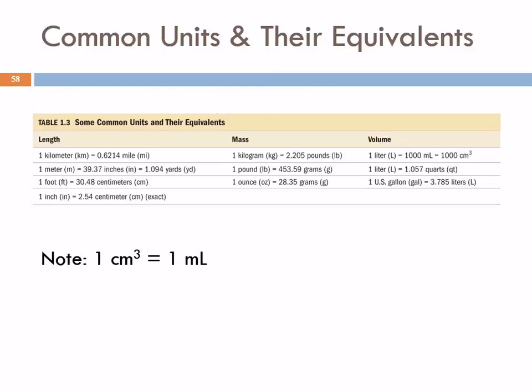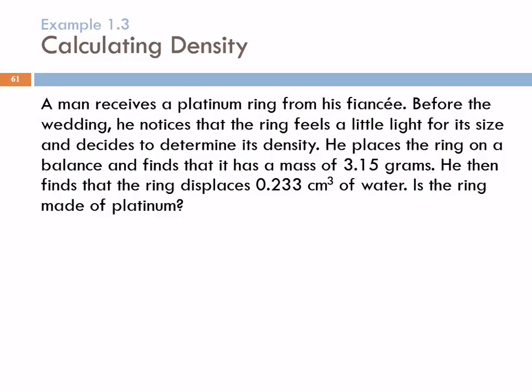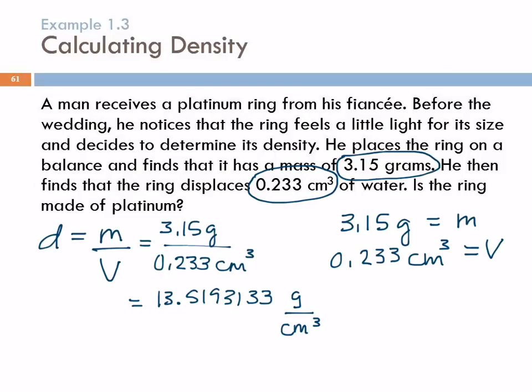It's mercury. Yeah, that's what the table would tell us. Mercury is 13.55. Mercury is a liquid at room temperature, so the ring's probably not mercury, but it's definitely not platinum. It's probably a mixture of other metals. So the answer is no, not platinum. Any questions?